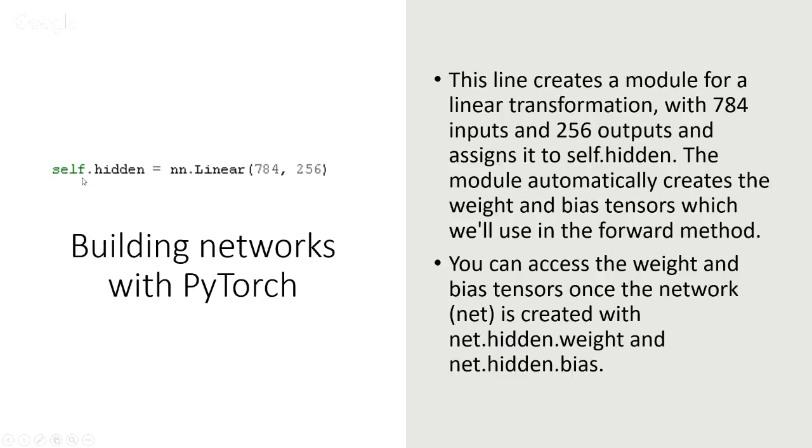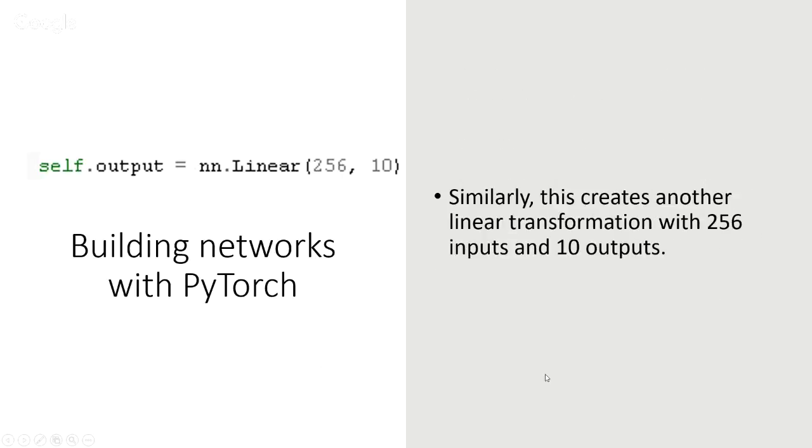Next part was self.hidden equals nn.Linear, which takes 784 and 256 as arguments. This line creates a module for a linear transformation with 784 inputs and 256 outputs, and assigns it to self.hidden. The model automatically creates the weight and bias tensors, which we use in the forward method. You can access the weights and bias tensors once the network net is created, and this is by net.hidden.weight and net.hidden.bias, which I'll show you next.